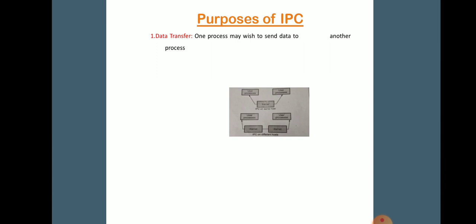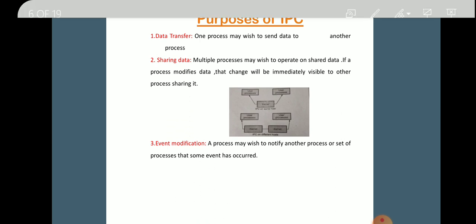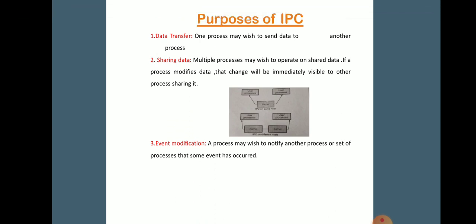One process may wish to send data to another process. Then sharing data: multiple processes may wish to operate on or share data, such that when a process modifies the data, the changes will be immediately visible to the other processes sharing it. The third is event notification. A process may wish to notify another process or a set of processes that some event has occurred.